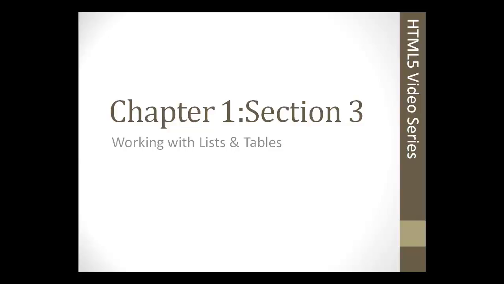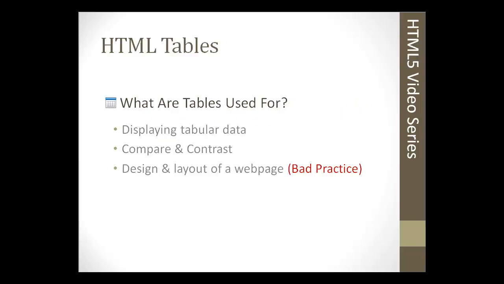Welcome to Section 3. Section 3 we're going to be talking about lists and tables. So what are HTML tables? The tables are very similar to an Excel or other spreadsheet type of document. Tables are a great way to organize data into a tabular form. Tables help you see and process a great deal of information in a summary that's readable and efficient. Tables are also a great method to compare and contrast different types of data.